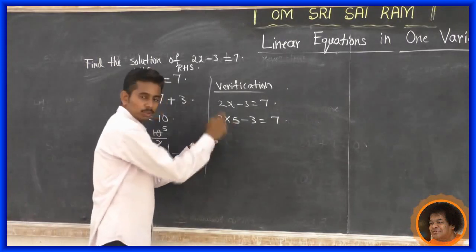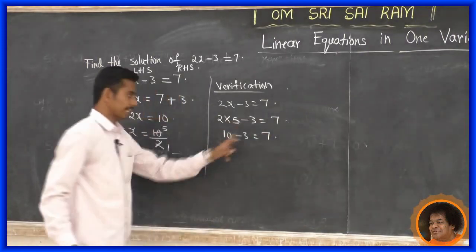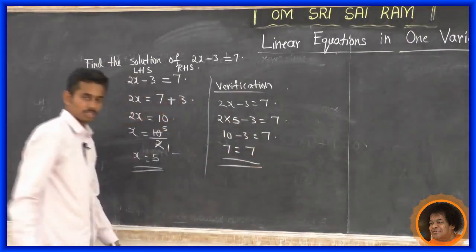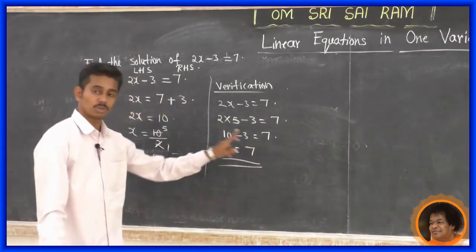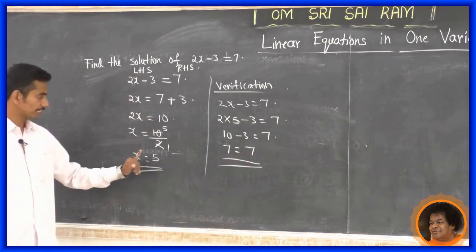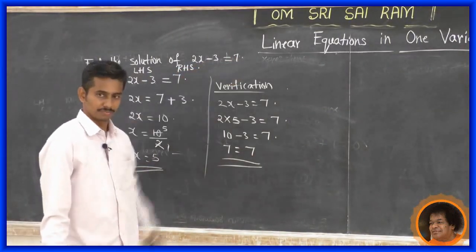After multiplying 2 into 5, we get 10 minus 3 equal to 7. What is 10 minus 3? 7. So 7 equal to 7. What do we get? The left hand side equals the right hand side. So the value of x is 5. It is the solution of 2x minus 3 equal to 7.